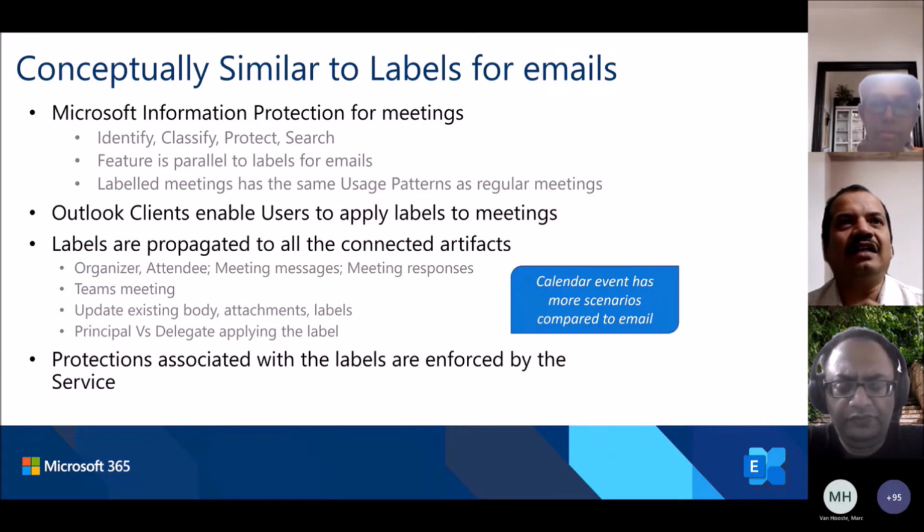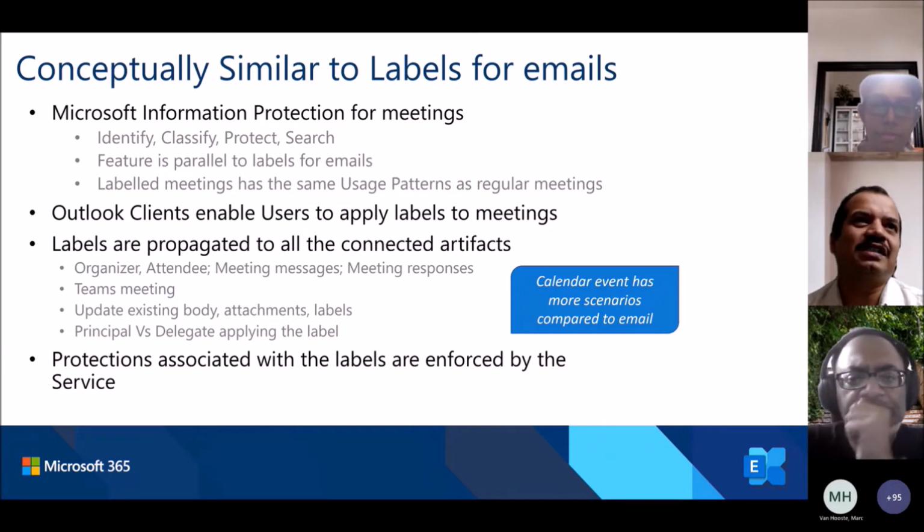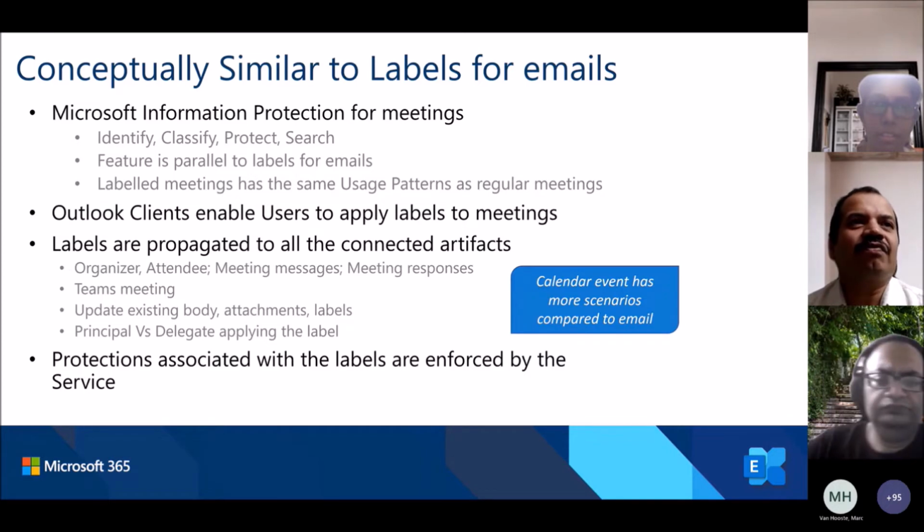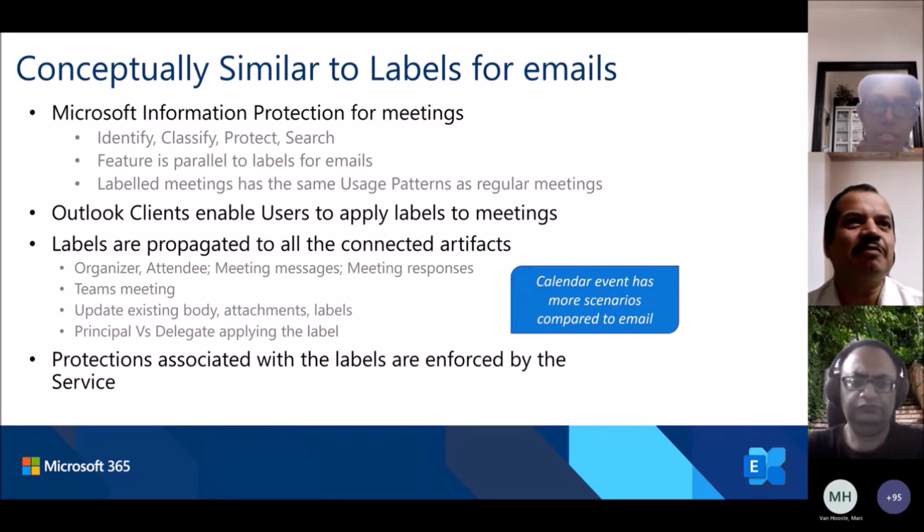As the attendees accept or respond to this meeting, all those meeting messages and meeting responses should also contain this tag. If this happens to be a Teams meeting, the Teams meeting also should contain the tag. If there is an update to the body or attachments, or for that matter, if the label is upgraded or downgraded, we should update the tags to all of these copies.